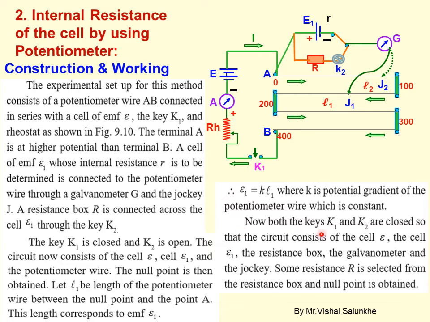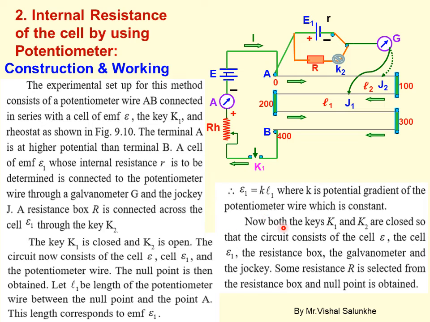Now both the keys K1 and K2 are closed. Now this point is very important. Both the keys we have to close, K1 and K2 also. It means the current will be divided into two branches. Half of the current will go through E1 and half of the current will go through R. So definitely there will be a potential drop across R. In the previous case we wrote E1 for this cell. But now, as we have introduced the resistance box in the circuit and a current I is flowing through the circuit, definitely there will be a potential drop across this EMF. Whatever potential drop there is can be calculated using the formula V is equal to IR.